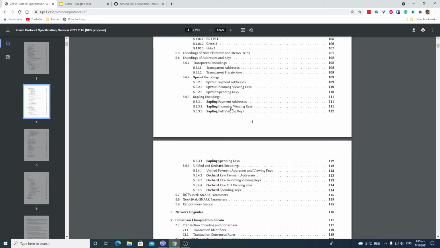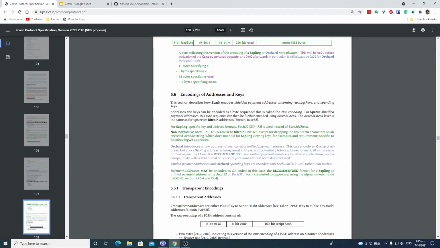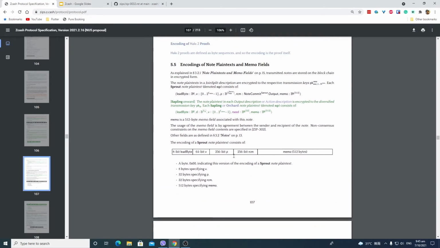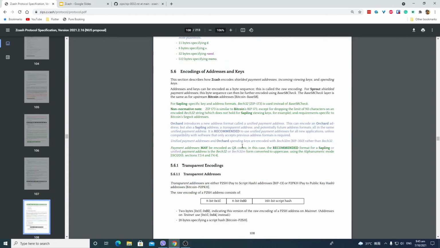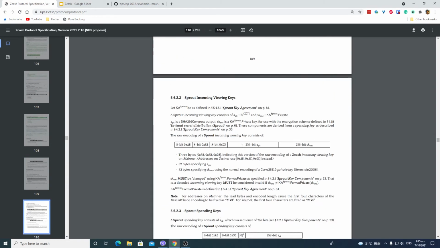Payment address. Oh, here is one. So this is what you would have. It's plain text. Sorry, it's plain text. Maybe later. Yeah. Oh, cool.